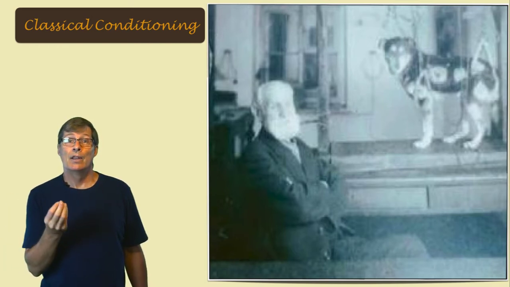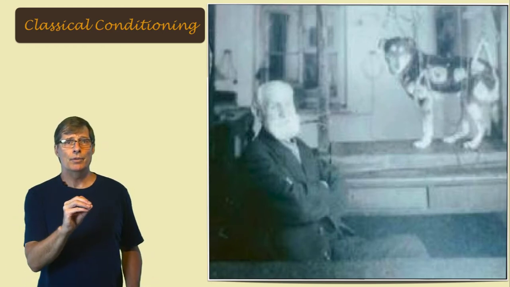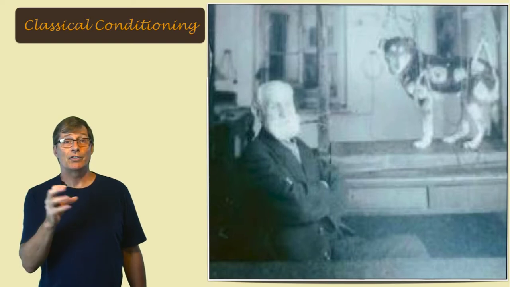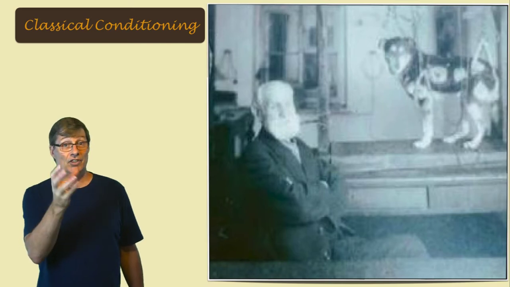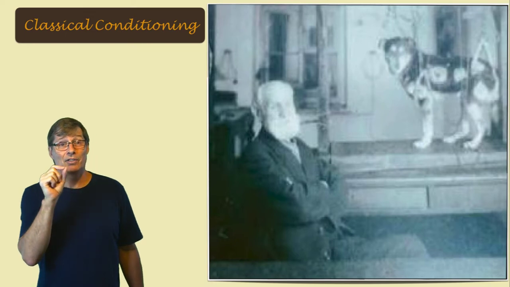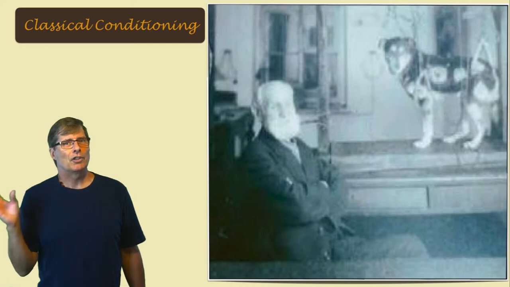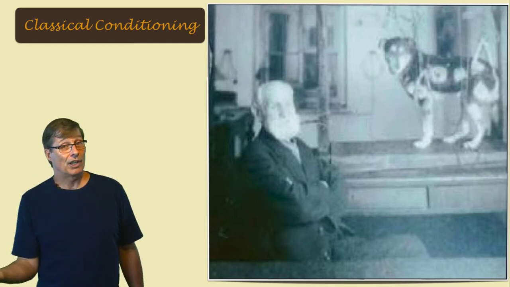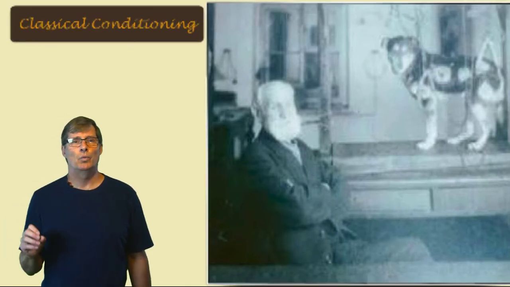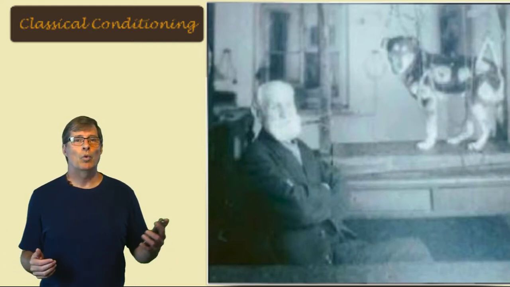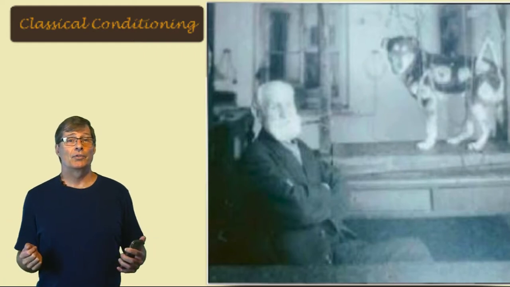It's neutral. So after repeated pairings, that is, we're pairing the tone with the food, the unconditioned stimulus, the tone by itself will elicit the conditioned response, the salivation. So when you put the tone on, the dog will start to salivate. The dog has learned that the tone will bring about food. So classical conditioning is a form of learning in which an association is formed between one stimulus and another, creating a learned response through these associations.